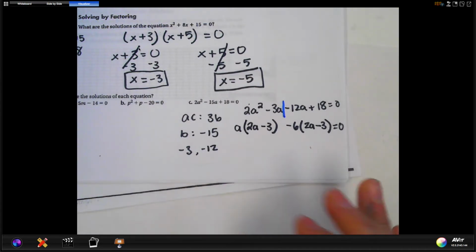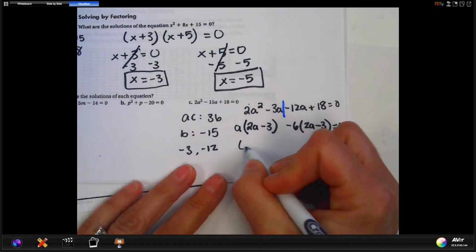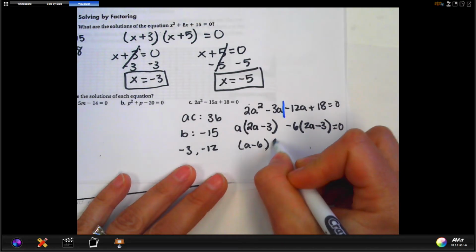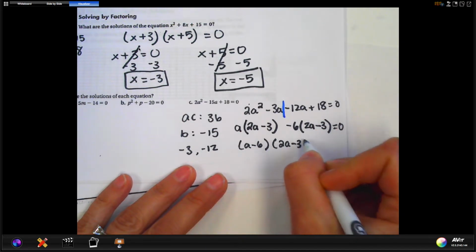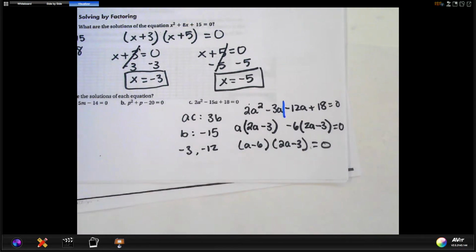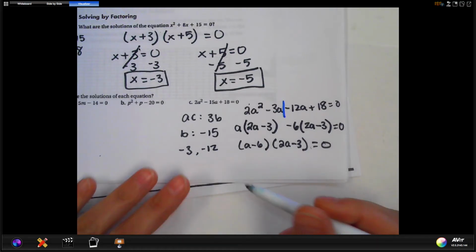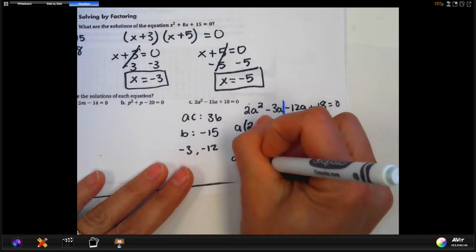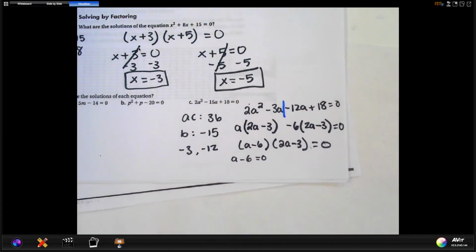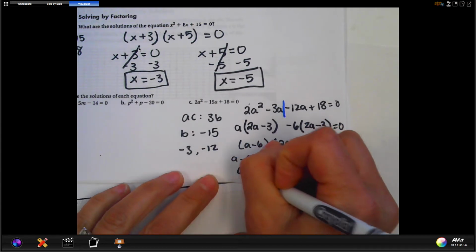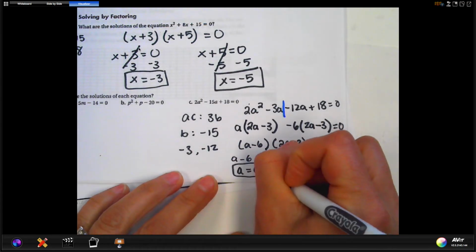A minus 6 and 2a minus 3 are our binomials. Okay, so you factor it. Now you solve each side. So a minus 6 has to equal 0. In your head, what would a have to be? A is 6. You could get that by adding 6 to both sides. So that's one of our solutions.